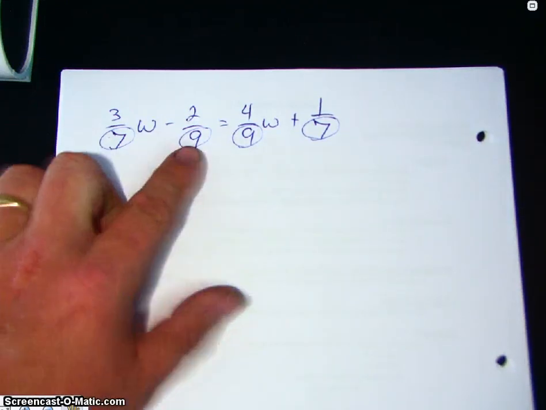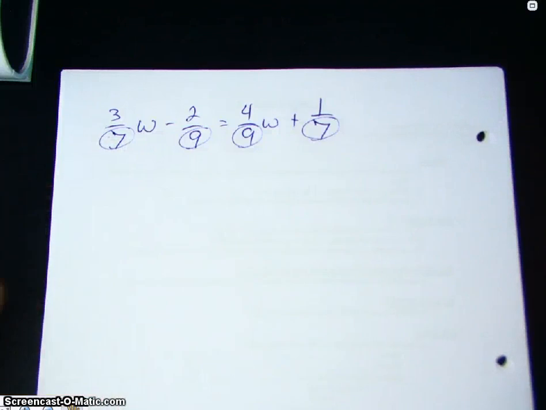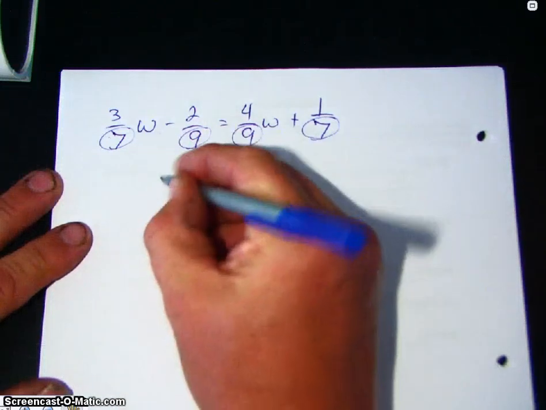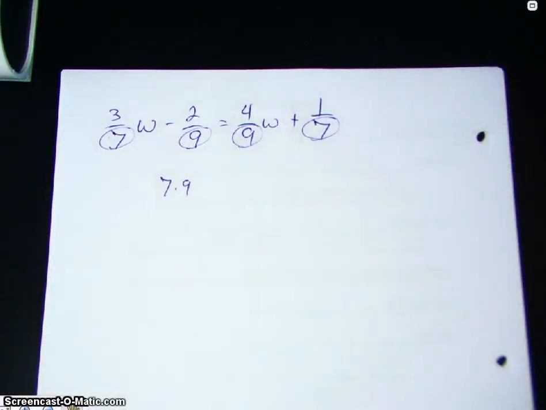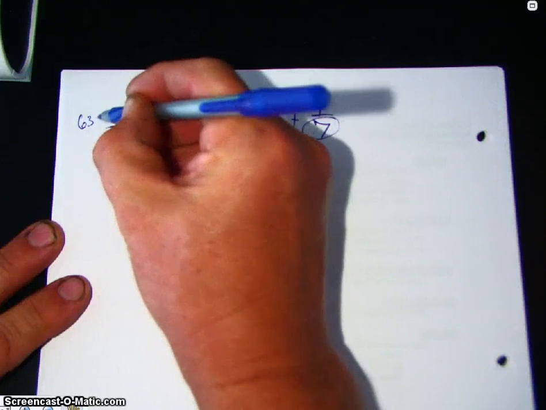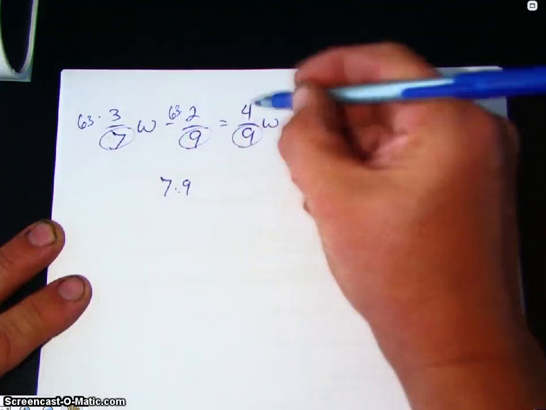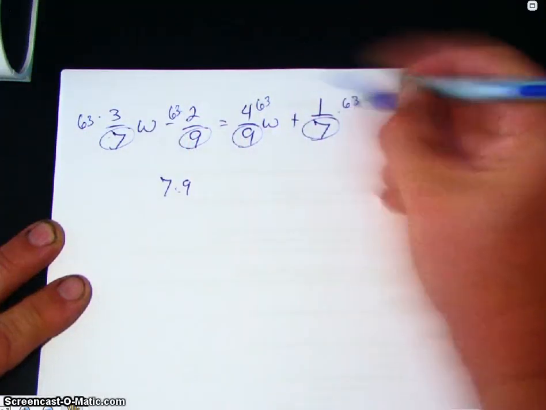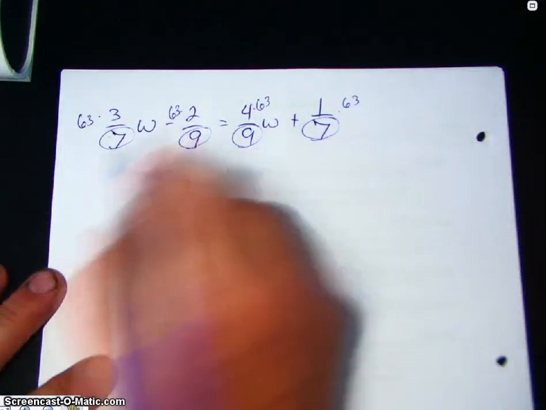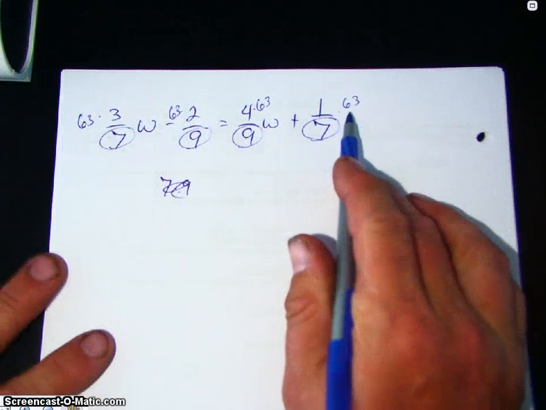Now 18, well 7 doesn't go into 18. Let's see here. Well, if you can't think of it, the best way to do it is just to ask what's 7 times 9? 7 times 9 is 63. So I'm going to multiply each term by 63. So 63 is my common denominator.